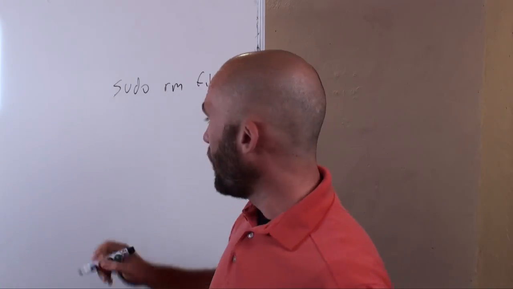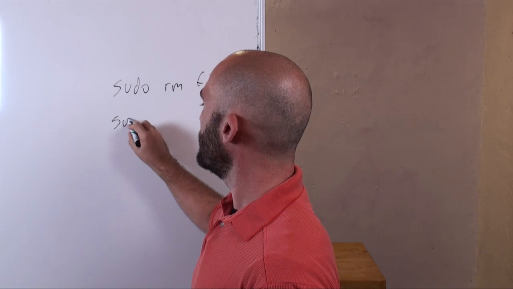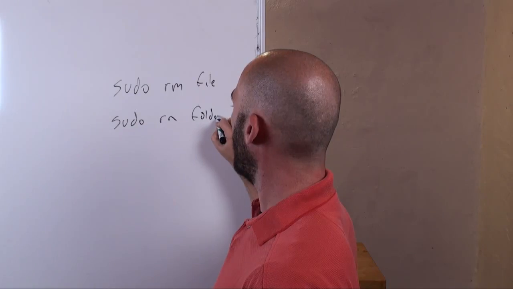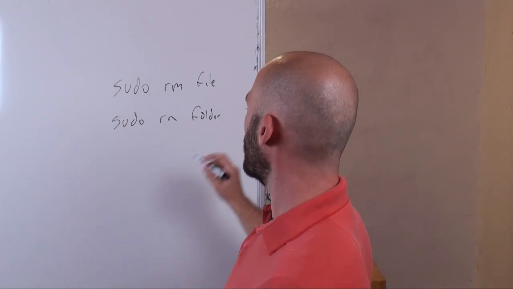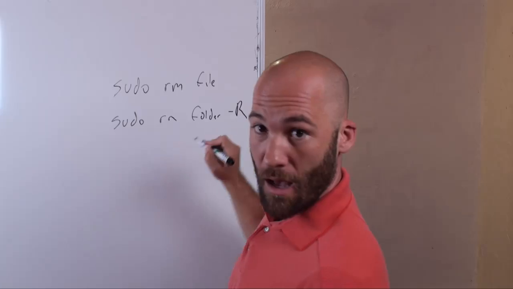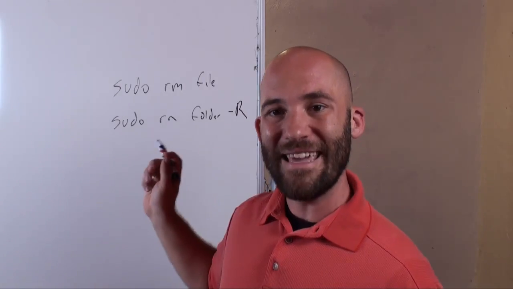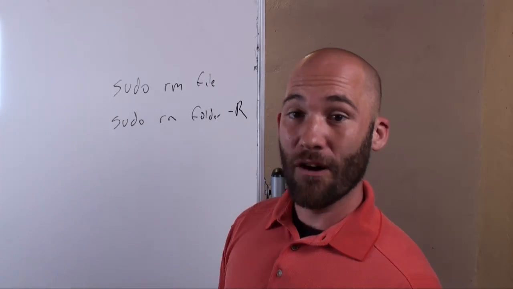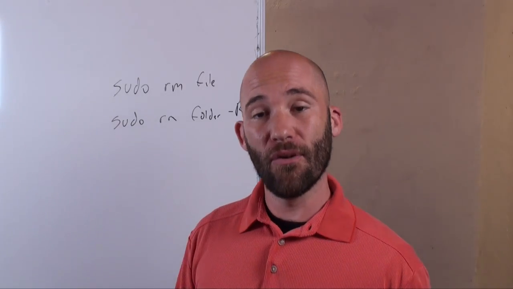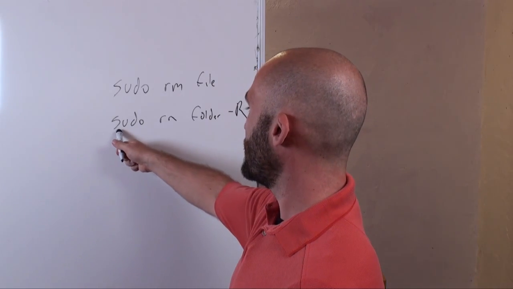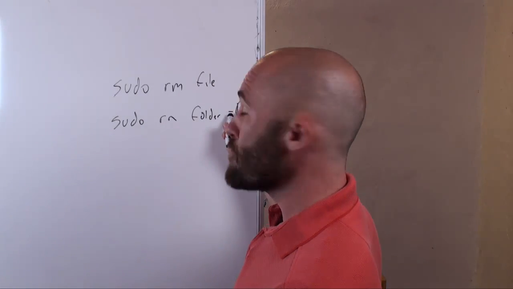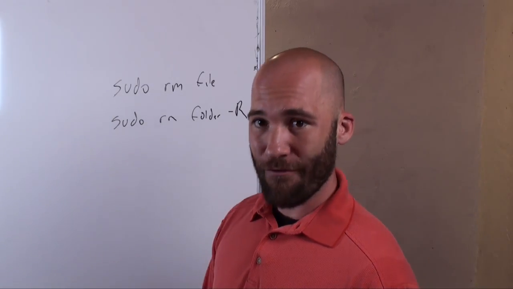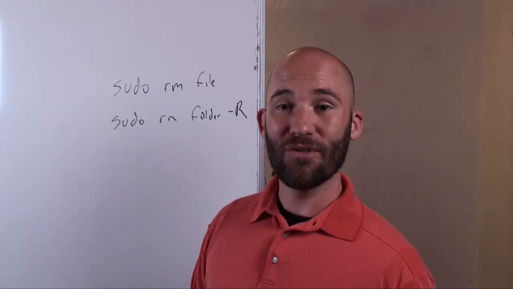If you're deleting a folder, what you need to do is sudo space rm space the folder name, or the full folder path if necessary, space hyphen uppercase R. This means recursive. Recursive means do the same thing to everything else that's in this folder. So if you're trying to delete the folder and all the contents of the folder, you do sudo rm folder -R. That will delete everything in the folder. So it'll delete the folder and everything in it. If you don't use this -R, most of the time it will fail out.